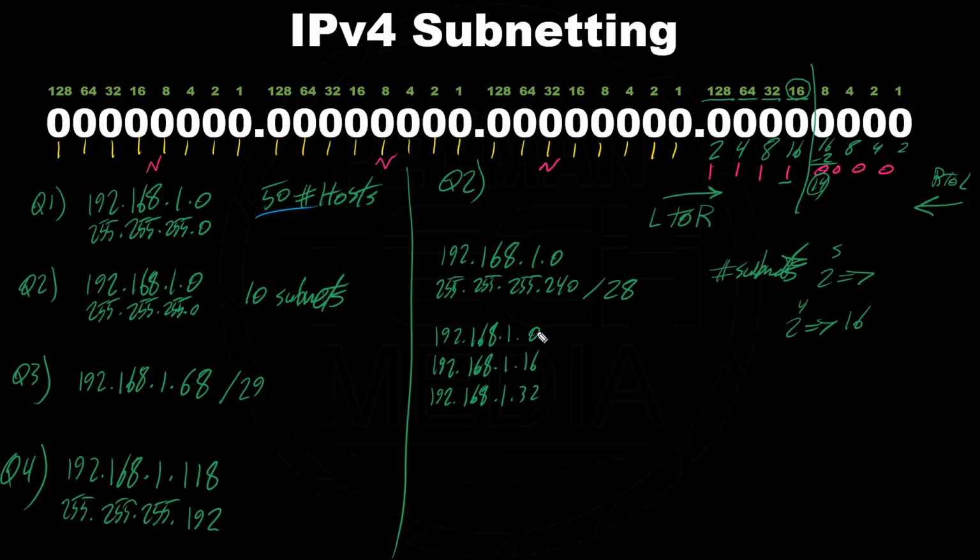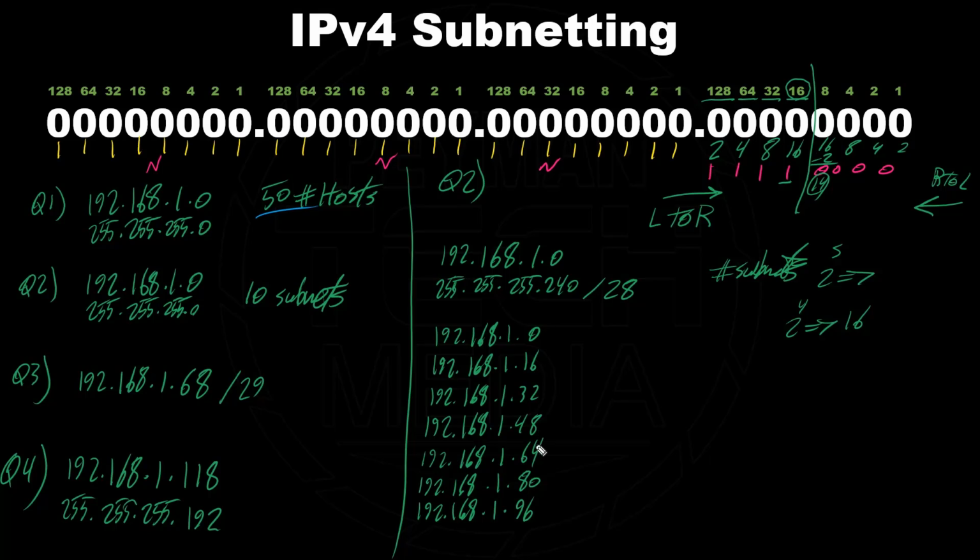And now we are going through the subnets. So this is the first subnet, the second subnet, the third subnet. The next one would be 192.168.1. We have to keep incrementing by 16, right? So 32 plus 16, 48. 192.168.1.64. 192.168.1.64 plus 16, 80. 192.168.1.80 plus 16, 96. How many do we have?